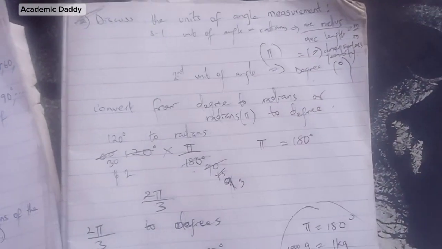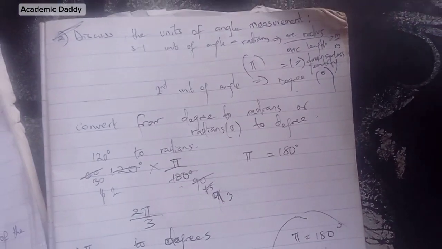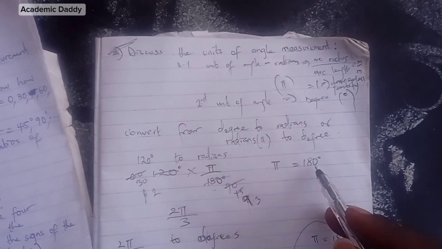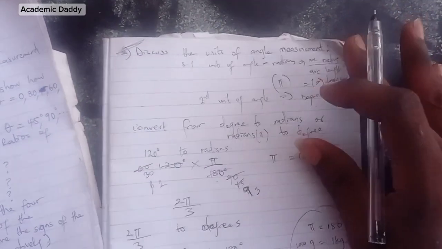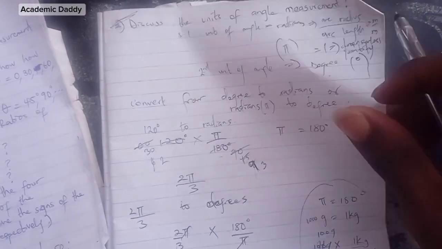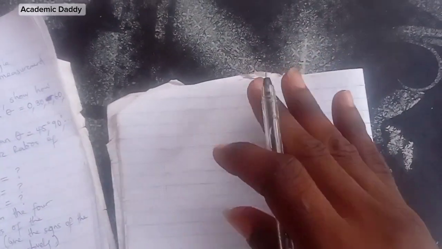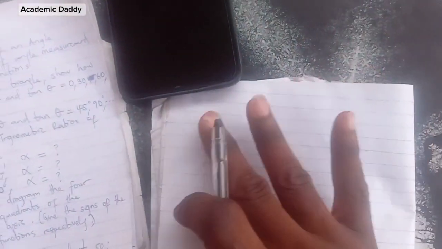But the problem now is that not everybody knows that pi is equal to 180 degrees. So how did we get that pi is equal to 180 degrees? How do we know that? That leads us to the circle equivalence, or the angle equivalence, of pi and degrees. So let's now do it this way.